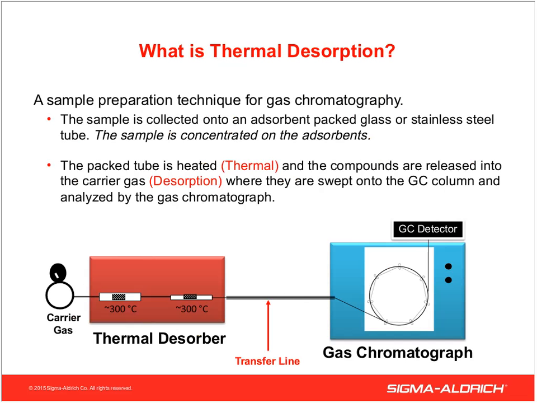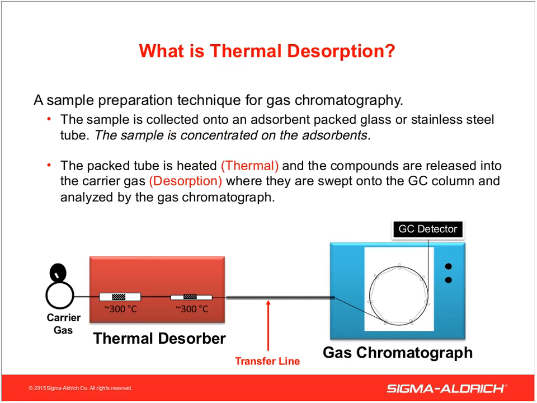After that sample is collected, the tube is taken back to a lab, and that packed tube is heated in a thermal desorber where the compounds are released into the carrier gas, and they're swept to a GC column and analyzed by a gas chromatograph. Today, most thermal desorbers use both a primary sample tube and a refocusing trap. By refocusing the sample, this helps to improve the chromatography of the early eluting compounds.